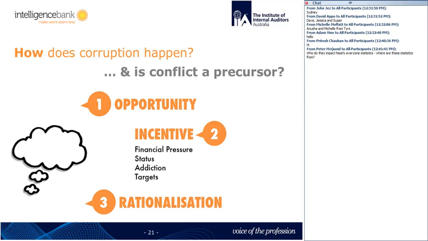If we think about how corruption happens, there are three things that enable it to occur. One is the opportunity. If you do not have a COI policy in place, if you do not have internal controls in place, you have the opportunity to do so. But it's not just the opportunity that makes people commit any sort of conflict or fraud. They also need an incentive. Incentives usually are financial pressure, status, gambling or drug addiction, and often in high pressure fields such as banking where there are sales targets and things like that.